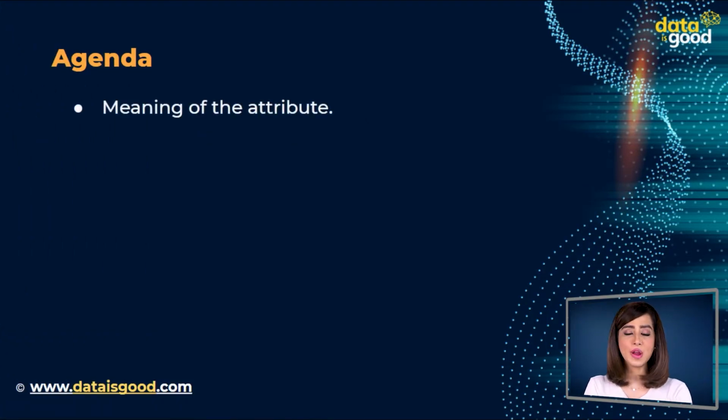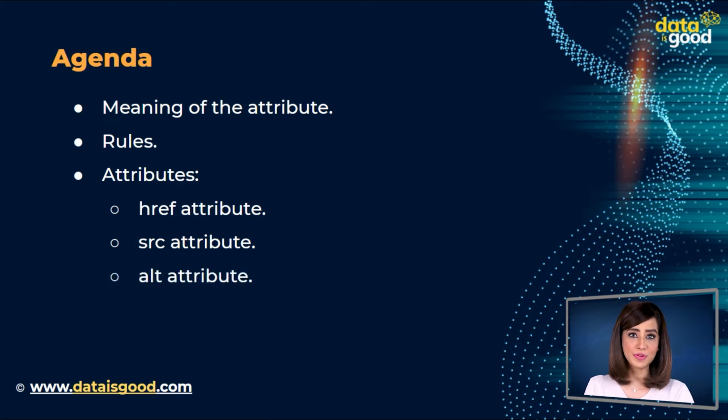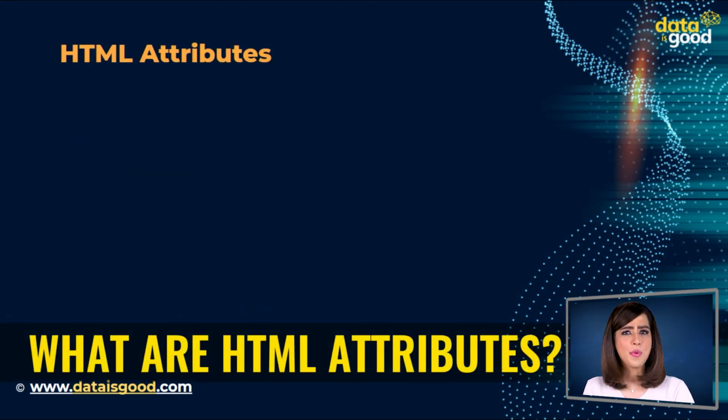First, we'll be seeing what is the meaning of the attribute. Then the rules you should follow when you apply the attributes. Then we'll be learning several attributes, which are href attribute, src attribute, alt attribute, style attribute, and in the end, a small assignment.